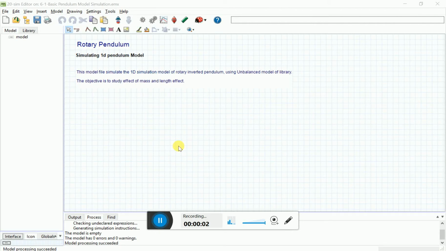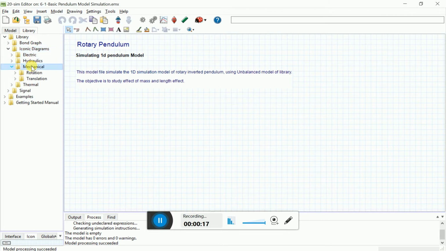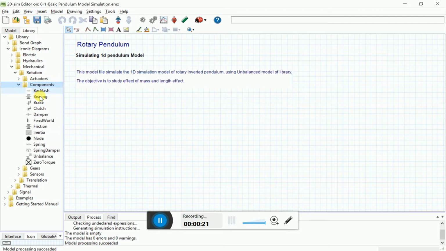Hi, in this video, we will see through the steps involved in making a simple 1D pendulum model using 20sim software. So go to library and look for iconic diagram, mechanical, rotational, components, and you will find a component named unbalanced. Just drag and drop it in the library.